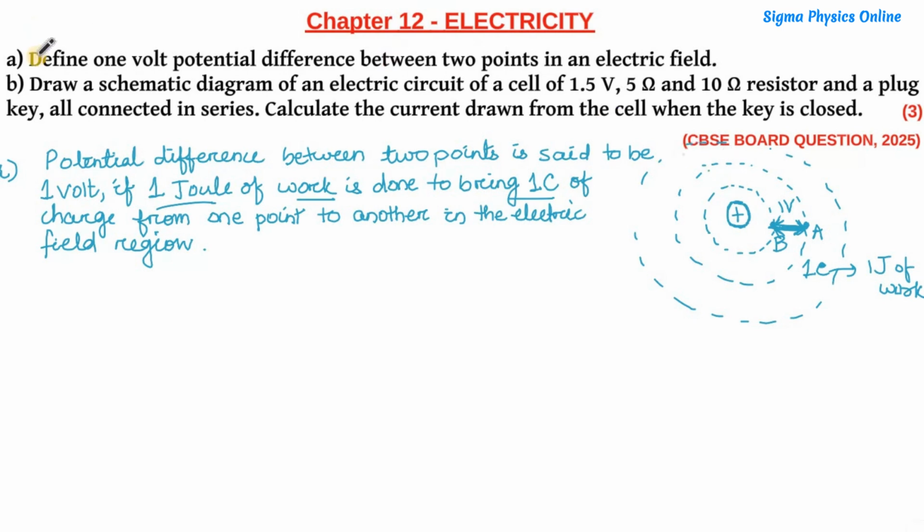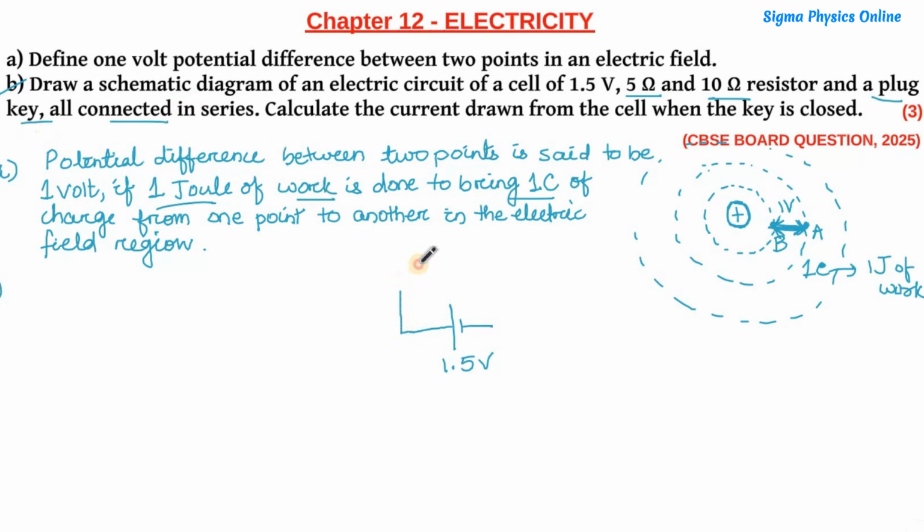So I hope you have understood this. Let's solve the second bit. The second bit says draw a schematic diagram of an electric circuit of a cell of 1.5 volt. So let's draw. So this is a cell of 1.5 volt. Then we have a 5 ohm and a 10 ohm resistor and a plug key, all are connected in series.